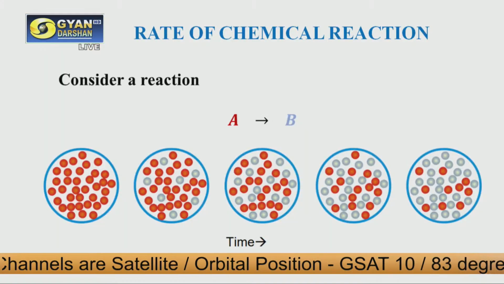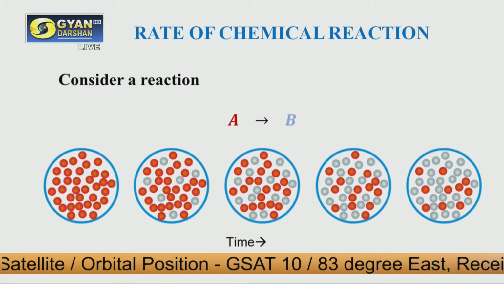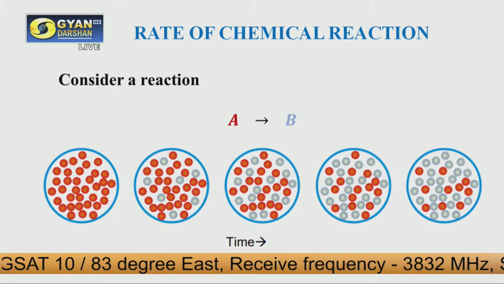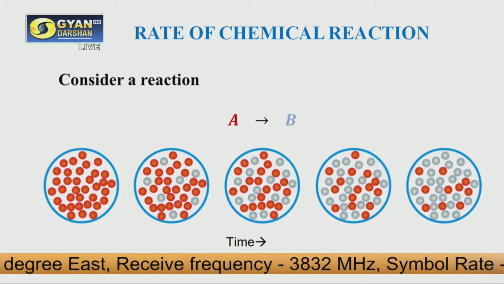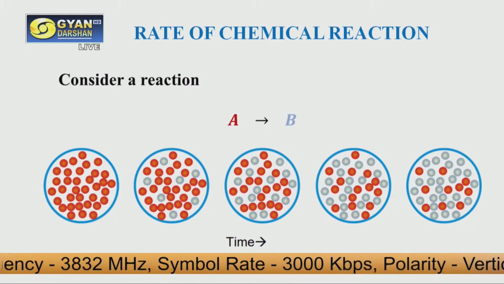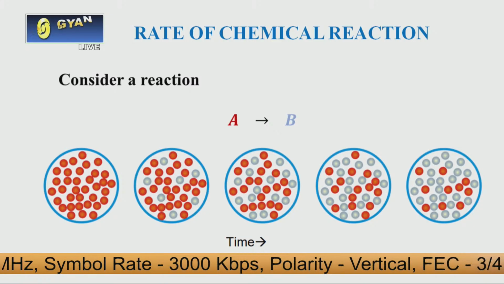How can we define the rate of a chemical reaction? What is the rate? Consider again a chemical reaction, some reactant A forming the product B. Here the reactant molecule A is denoted by the red color and B by the blue color. So A is converted to B.